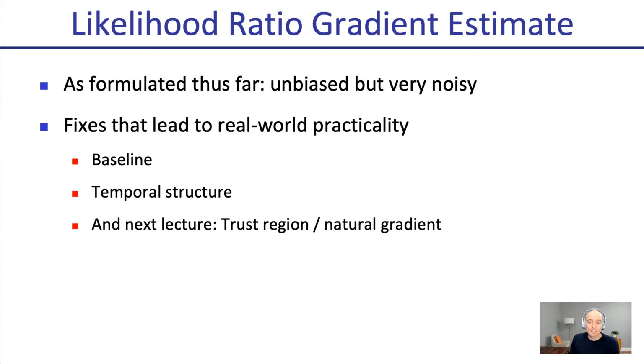Now, as formulated thus far, sure, it computes on expectation the correct policy gradient, but it's very noisy. It's sample-based, and if you don't have enough samples, it's not going to be very precise. What are some fixes that will lead to real-world practicality? First of all, we'll introduce something called a baseline. We'll leverage even more temporal structure than we've done so far. And in the next lecture, we'll look at trust regions and natural gradients to further improve our updates.